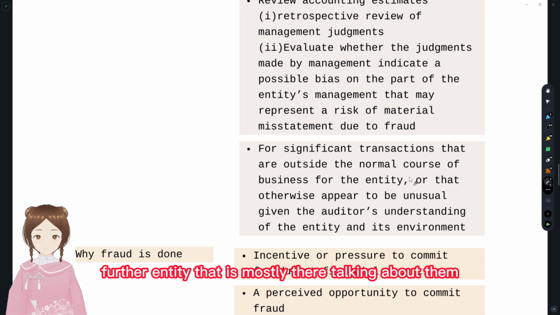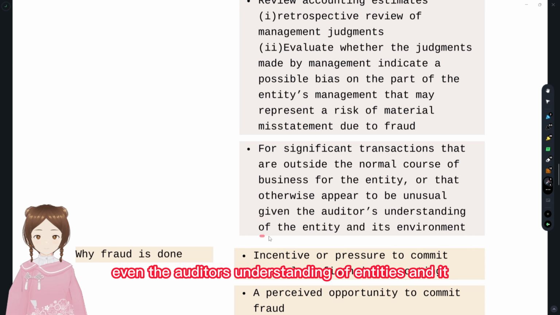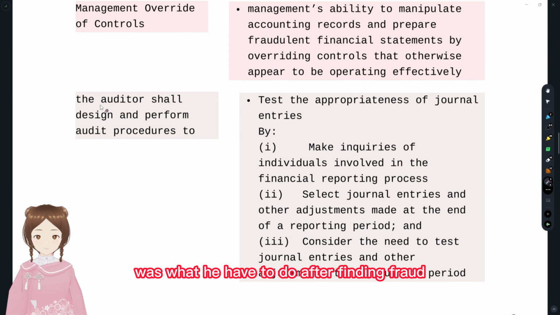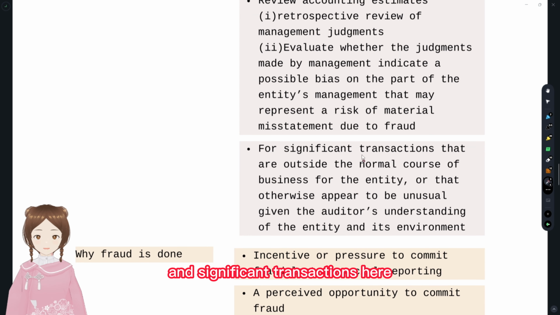that is mostly they're talking about not arm's length price, close length price and related party transactions, or that otherwise appear to be unusual given the auditor's understanding of the entity and its environment. That was what he has to do. After finding fraud risk, he has to test the appropriateness of journal entries, review accounting estimates, and the significant transactions. He has to check for that.